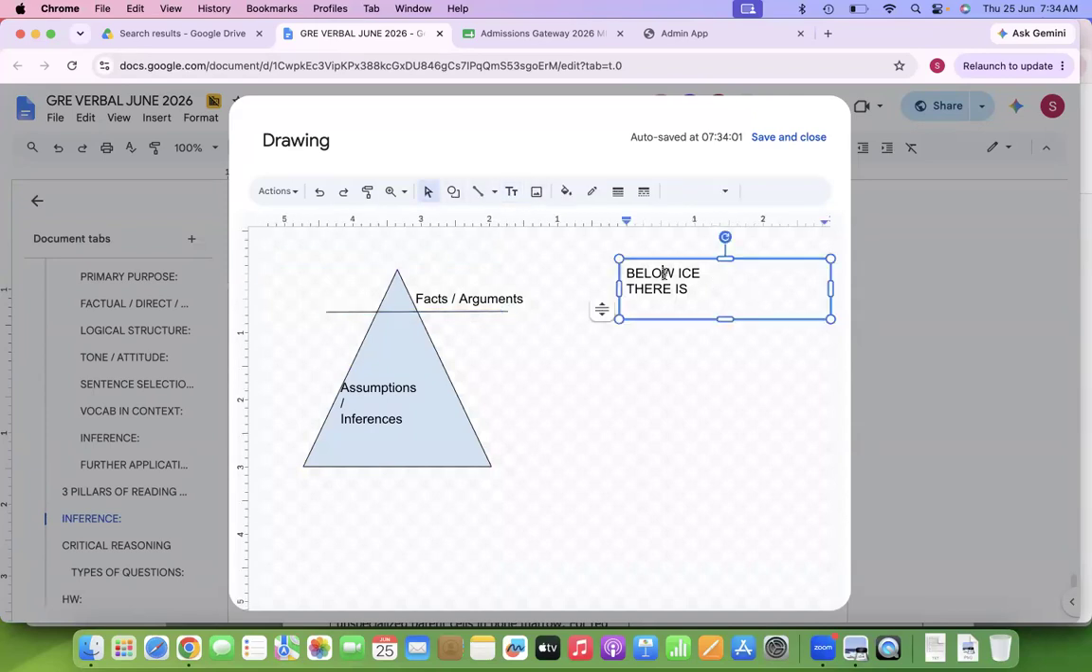The huge iceberg. Okay, so below ice, I'm not going to find dolphins, sharks, whales. What will I find? There is more of what? More of the same ice? Yeah.